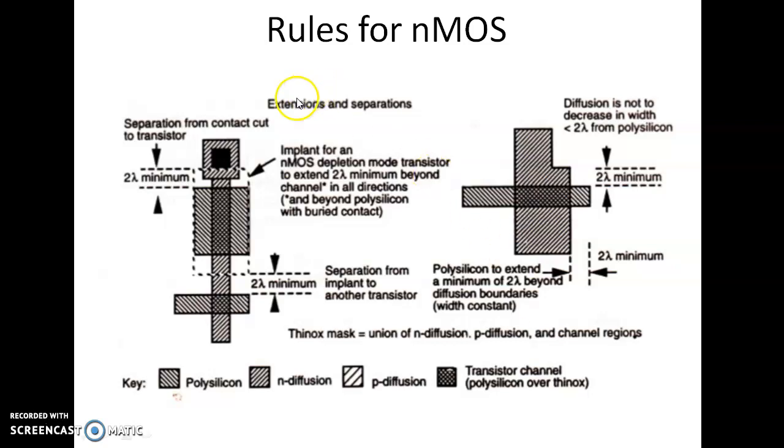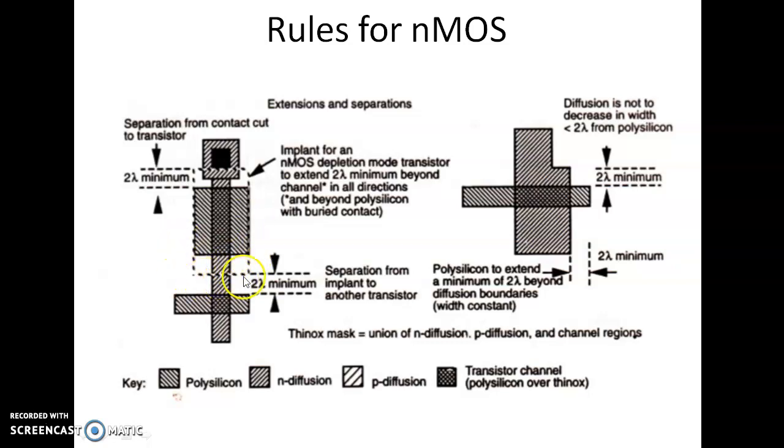What are the rules for NMOS? Here this is a contact cut. After the contact cut, we should follow 2 lambda minimum separation from contact cut to transistor. So contact cut to transistor minimum separation is 2 lambda. And this is the implant. Implant for an NMOS depletion mode transistor should extend 2 lambda minimum beyond the channel in all directions.